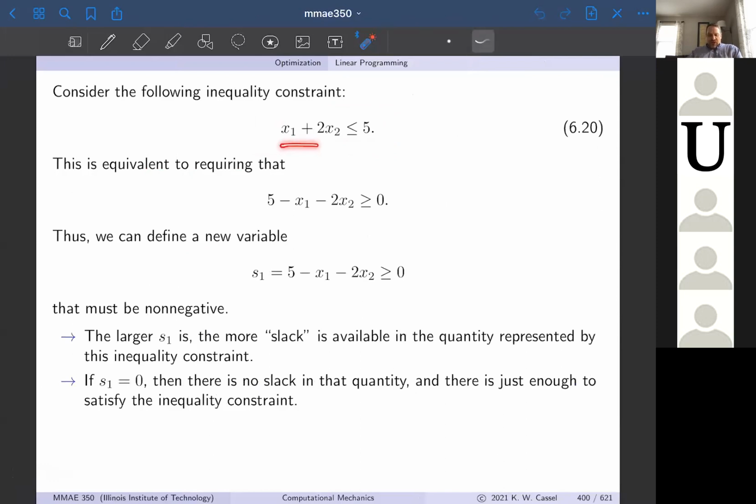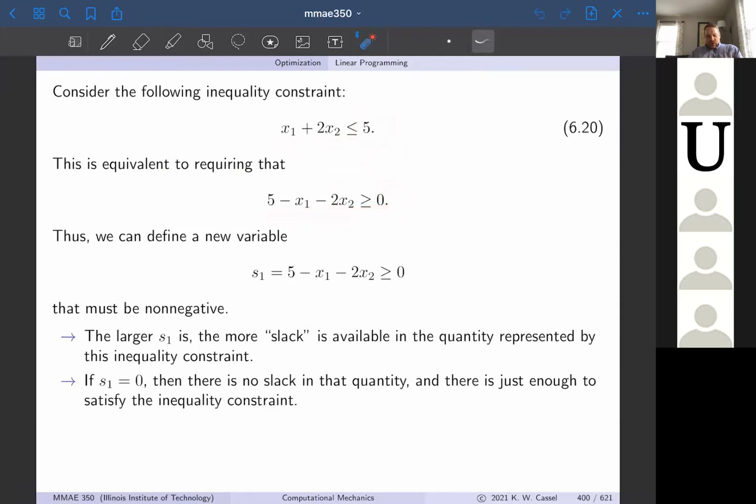So I could bring the stuff on the left over to the right. So I could write this as 5 minus x1 minus 2x2 is greater than or equal to 0. I just flipped the inequality because I moved everything from the right to the left and left to the right. So I could write it in that form. And what this is saying is that instead of having a 5 on the right, I now have a 0. So 5 minus x1 minus 2x2 has to be greater than or equal to 0. Fine, that's just basic algebra.